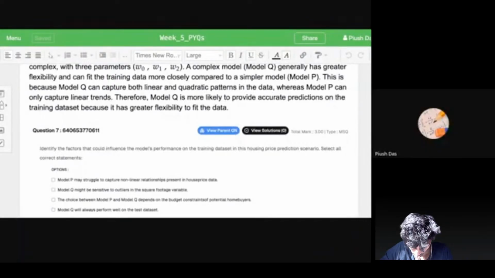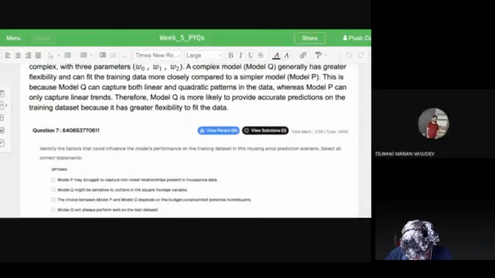Yeah, but how are we so sure? No, they have mentioned that it will always perform well. Even the best of the best algorithms cannot make a model that will always perform well on a test dataset, right? So the main issue is this word always. The model Q will always perform well on this test dataset. This is not possible.